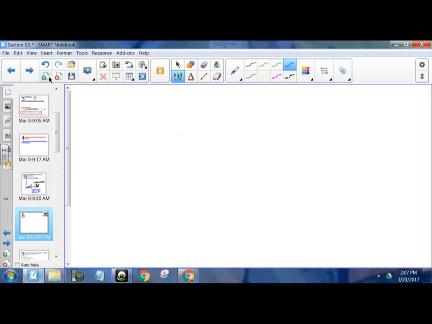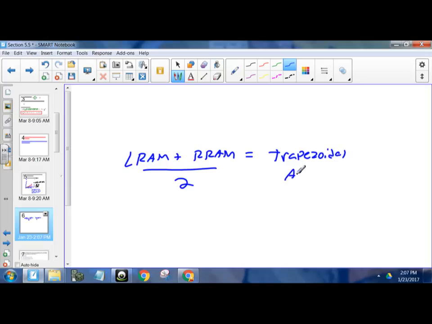Now in class we did study one thing that was interesting, and that is what is the average of LRAM and RRAM. And we kind of speculated, well, is it MRAM? It's not MRAM as we saw in class. It's actually the trapezoidal approximation, which is a very interesting fact. So this will come in handy when we start to relate the magnitude of LRAM, RRAM, trapezoidal, MRAM, where do they fall, which one's bigger, which one's smaller, things like that.